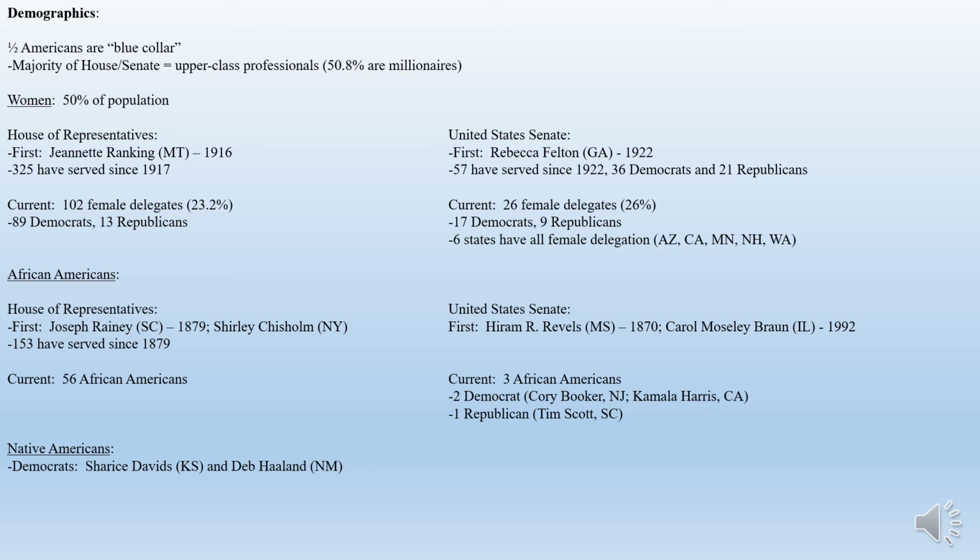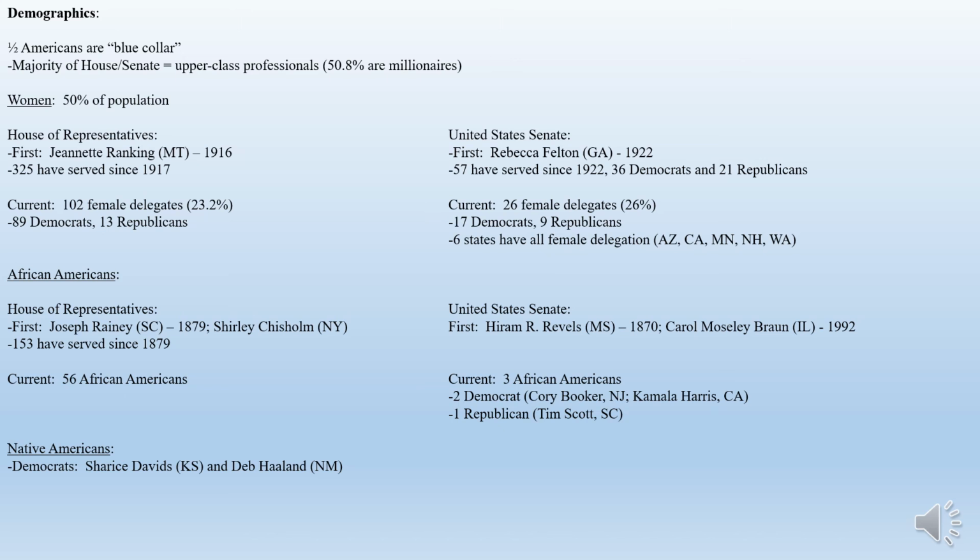African Americans make up approximately 18 to 20% of the population. Yet, because of slavery, the first African American member of the House of Representatives is not until 1879, and that would be Joseph Rainey of South Carolina. Shirley Chisholm will be the first African-American woman to be elected to the House of Representatives. Since Rainey in 1879, 153 African Americans have served in the House. Currently, we have 56 African-American members.